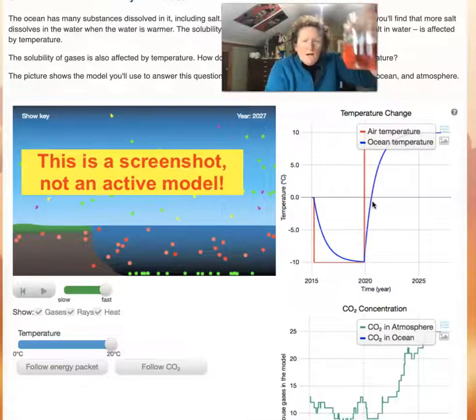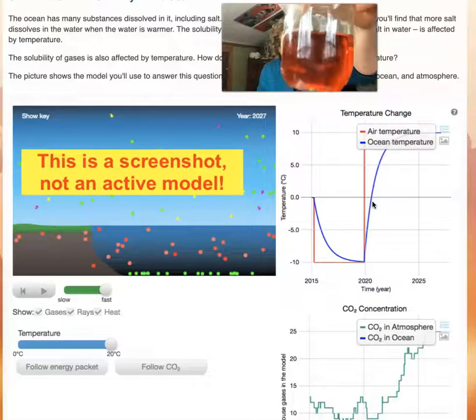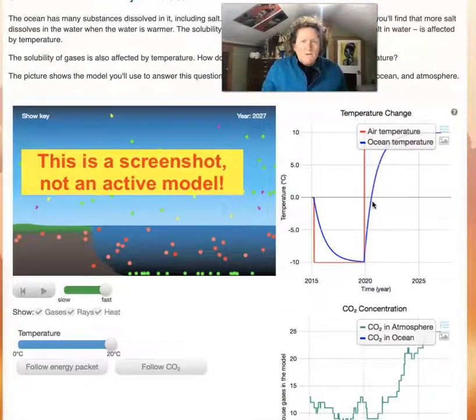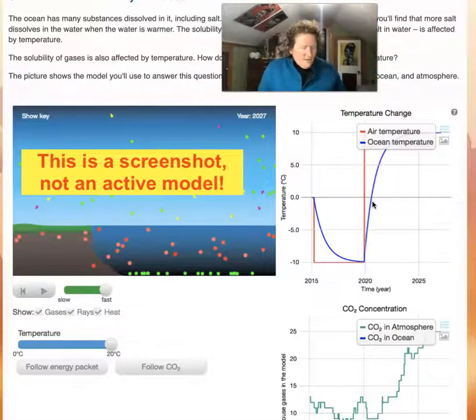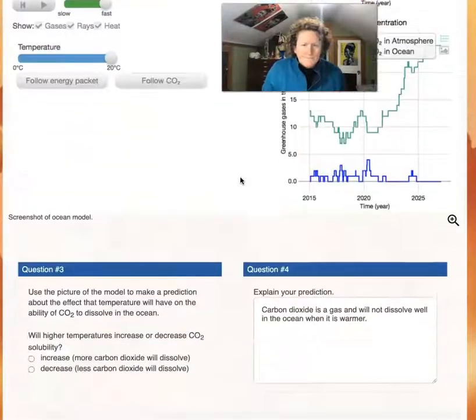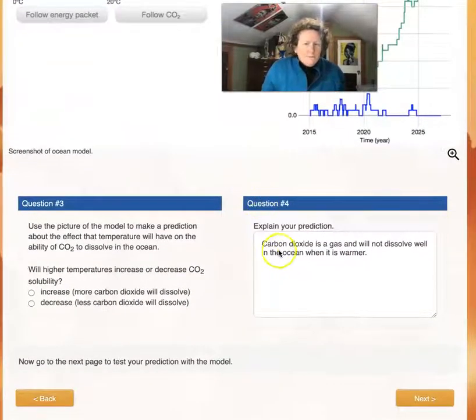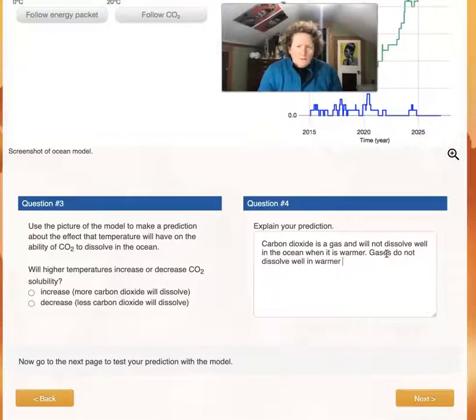Hotter liquids do not dissolve gases very well. That's why we put ice in our soda, so it stays cold and it stays fizzy. If you leave your soda out on the counter on a hot day, it gets hot, it goes flat very quickly, and it's not as good as a soda that's fizzy. So, carbon dioxide is a gas, and it will not dissolve well in the ocean when the ocean is warmer, because gases do not dissolve well in warmer liquids.